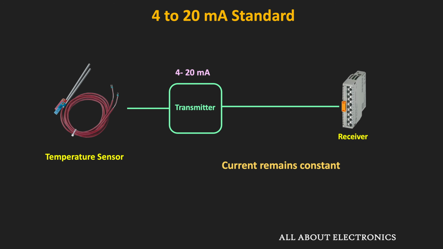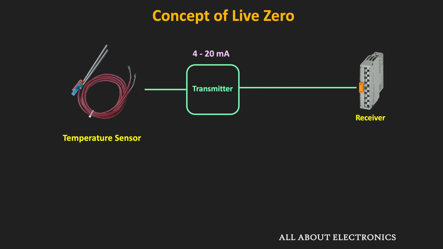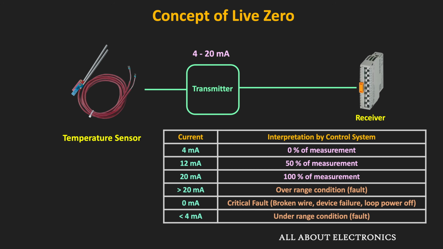Now another advantage of this standard is that it has the concept of live zero. That means here the 4 milliampere represents the lowest value or the 0% of the full scale value. For example, if the temperature sensor range is from 25 degrees Celsius to 100 degrees Celsius, then this 25 degree represents the 0% of the full scale range, while the 100 degree represents the 100% of the full scale range. That means in this 4 to 20 milliampere signal, the 0% of the measurement value is 4 milliampere.